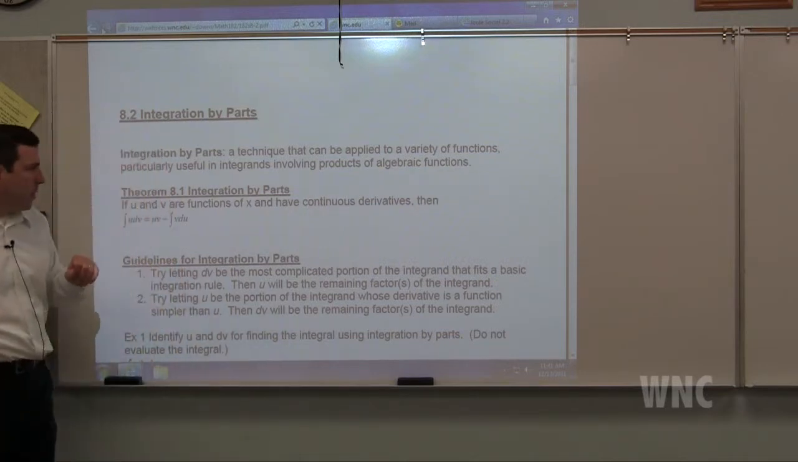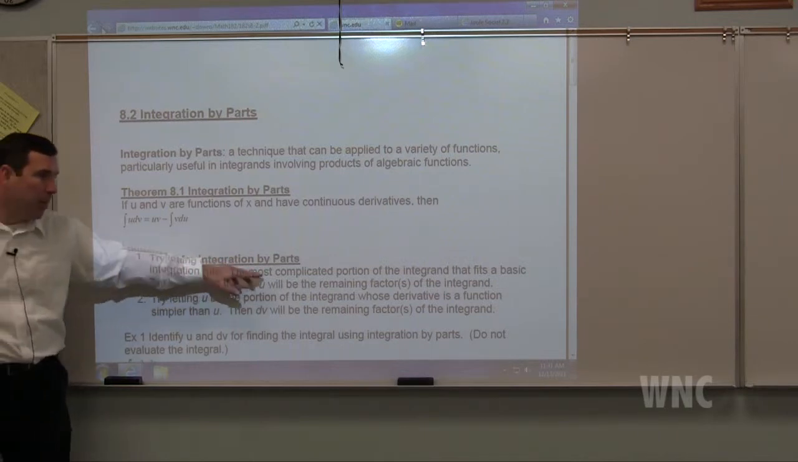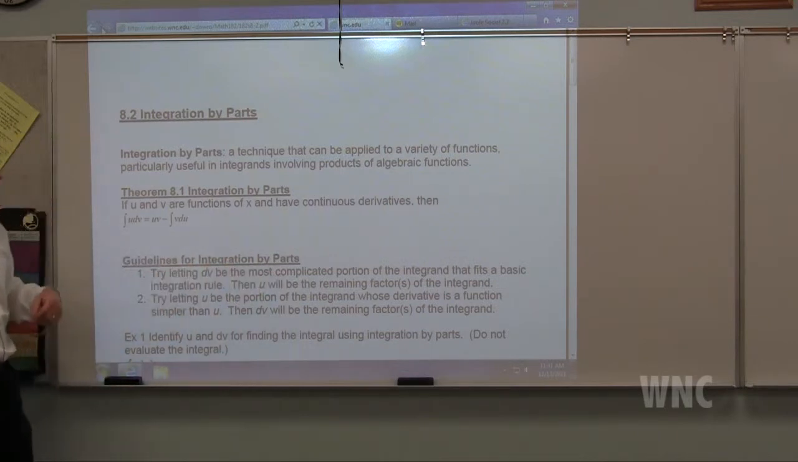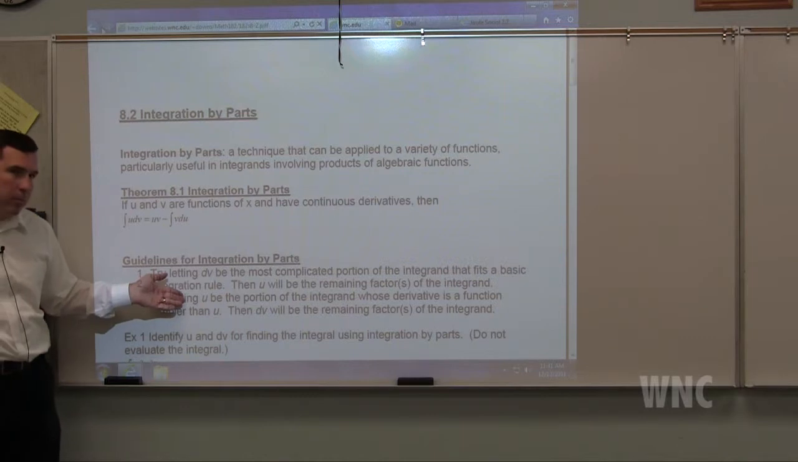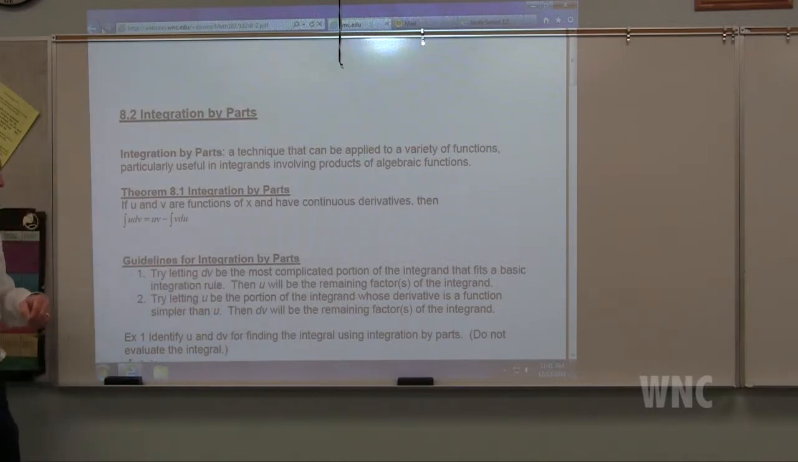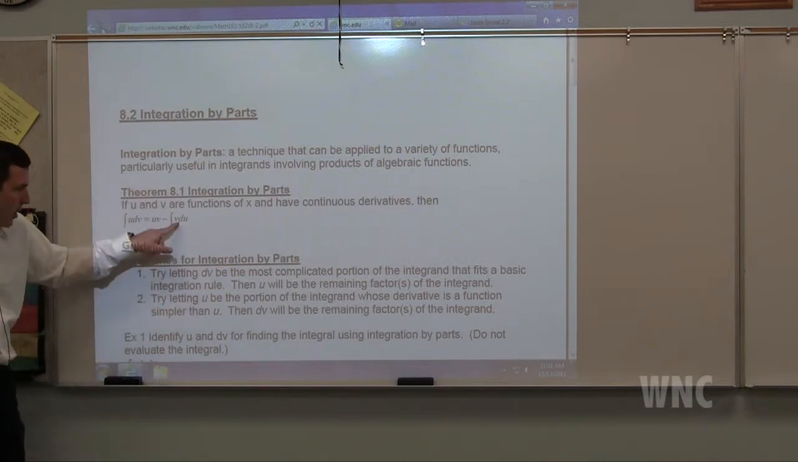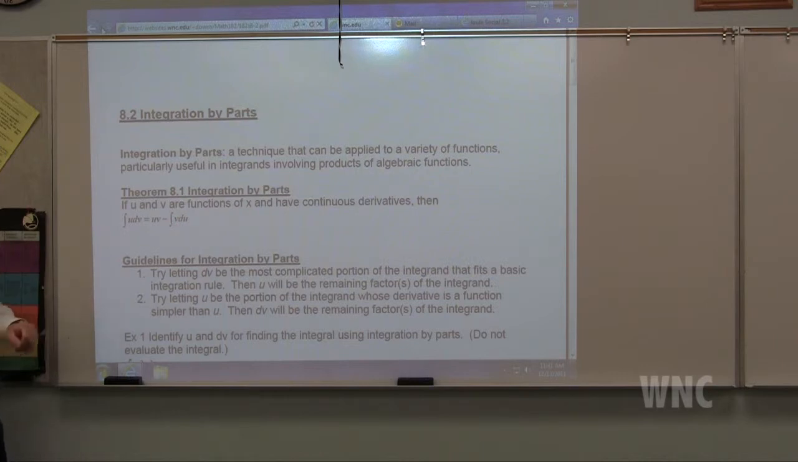Guidelines for integration by parts: try letting dv be the most complicated portion of the integrand that fits a basic integration rule. That's important, basic integration rule. Then u will be the remaining factor or factors of the integrand. Try letting u be the portion of the integrand whose derivative is a function simpler than u, something easier to work with, because you're going to have du in this part. Then dv will be the remaining factor or factors of the integrand.